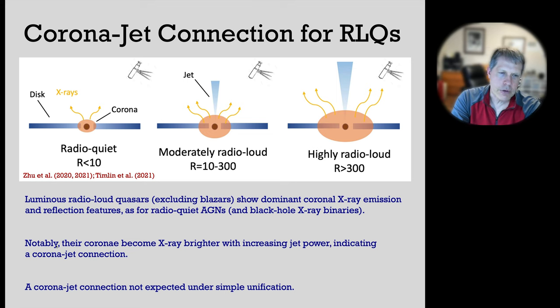What you don't expect, however, is that if you look at the radio loud AGNs and the behavior of their coronal X-ray emission, it appears to become X-ray brighter with increasing jet power, indicating, again, a corona jet connection. And that's what's shown in this diagram. For a radio quiet system, you have a radio quiet level strength X-ray emitting corona. But then as you go to moderately radio loud systems, where the jet is presumably more powerful, the corona also becomes more powerful. Then if you go to highly radio loud systems, where the jet is even more powerful, the corona becomes even more powerful still. There is a corona jet connection.